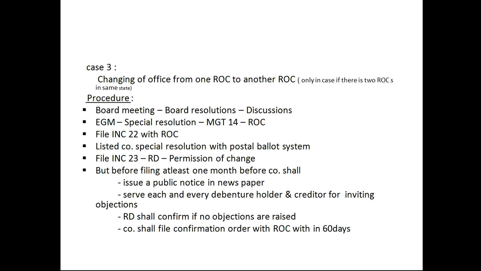File an application with RD in INC 23 for permission of change, but before filing, at least 1 month before, the company shall issue a public notice in local and English newspapers. Serve the notice to each and every debenture holder and creditor for inviting their objections within 21 days. If no objections are received, it will be assumed that all of them have given their consent. RD shall confirm the order within 30 days from the date of application. The company shall file the confirmation order with ROC within 60 days from the date of receipt of the confirmation order in INC 28. The registrar shall register the change within 30 days from the date of filing the confirmation order and shall issue a conclusive certificate to this effect.